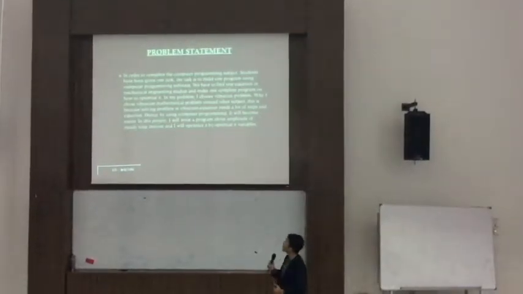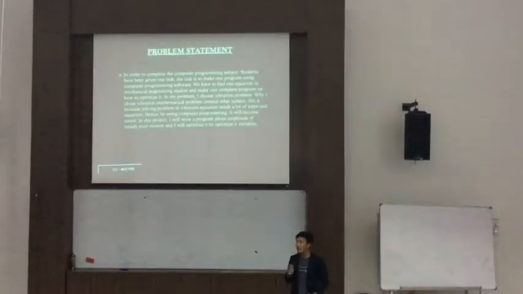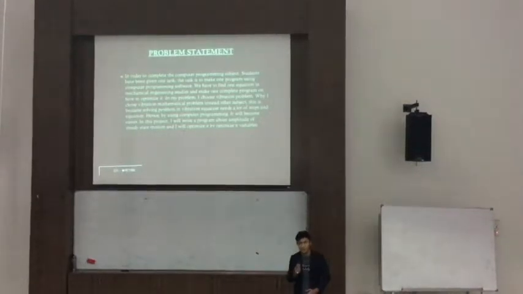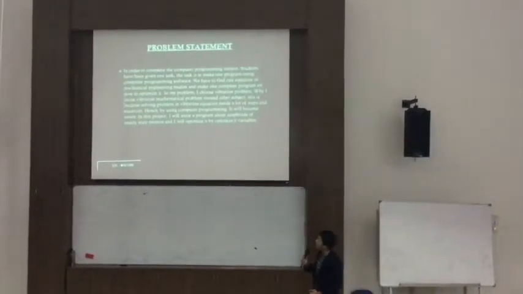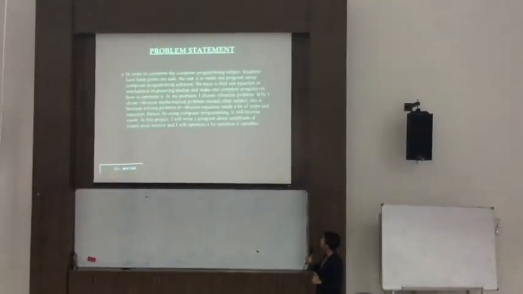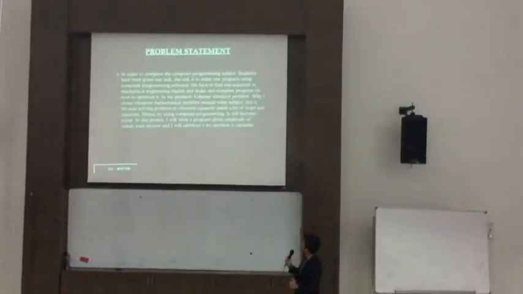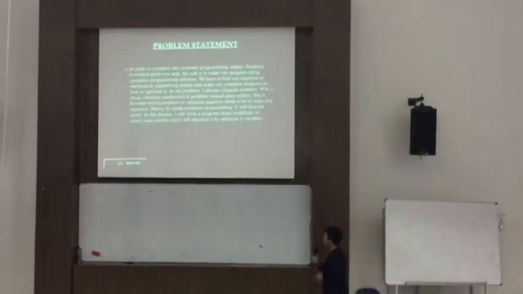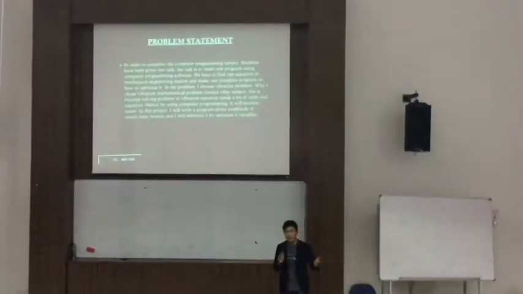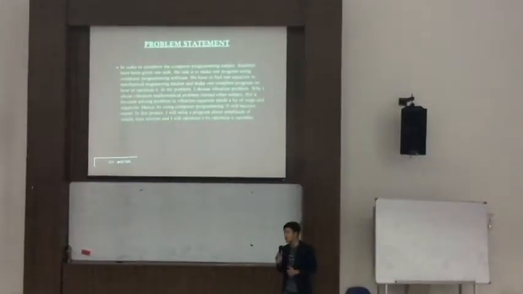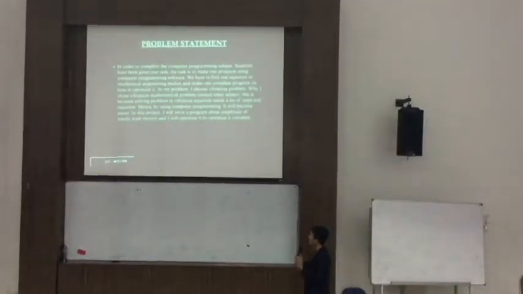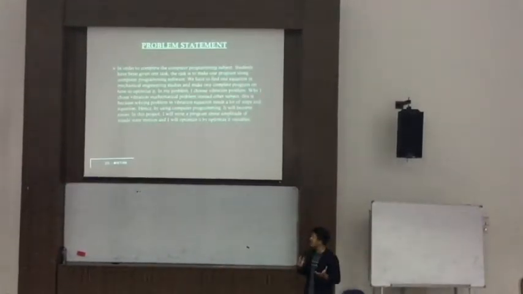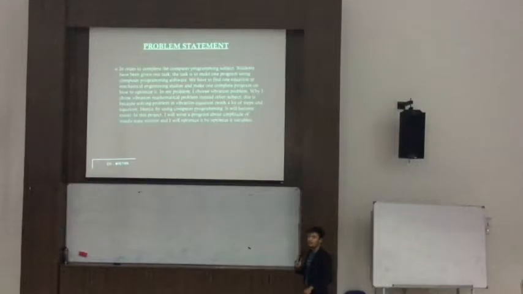Next, the problem statement. In order to complete the computer programming task on the project that has been given to us, I use the vibration problem. Students have been given one task. The task is to write a program using computer programming software. We have to find one equation about material selection. In mechanical engineering studies, I use a vibration equation, which is how to find the amplitude of steady-state motion. In this project, I will write a program about the amplitude of steady motion, as I stated before, and I will optimize it by optimizing its variables. I use 3 variables.